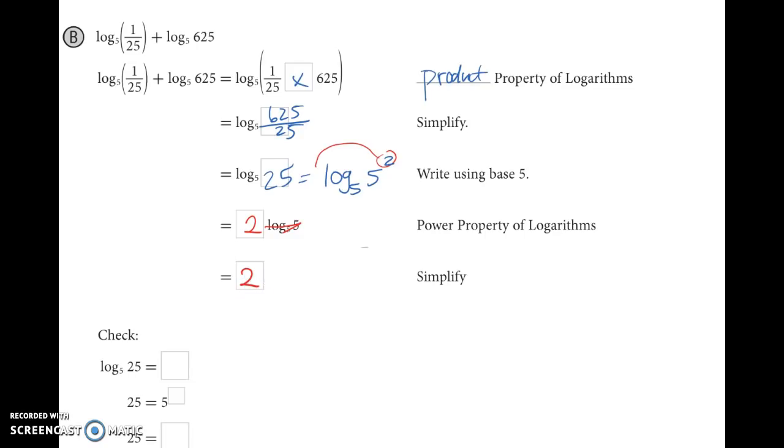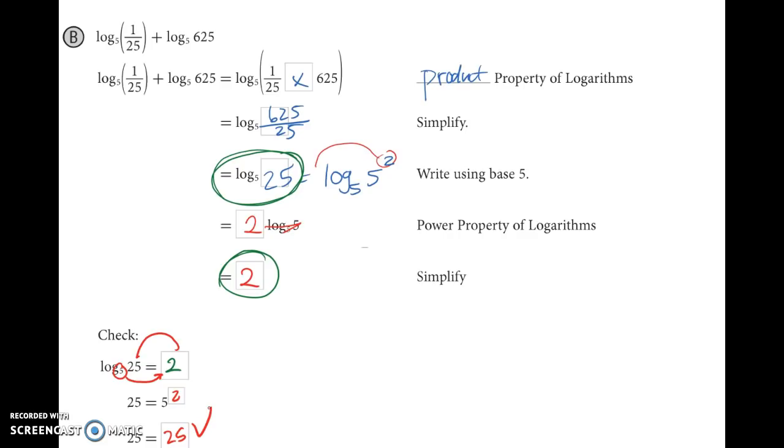So again, we have to check our work, and we have to say, does this actually equal 2? So let's set that up. Log base 5 of 25 equals 2. Writing this in exponential form, we have 5 to the second power equals 25, which is what we have here. So 5 squared is 25. So it does check out.